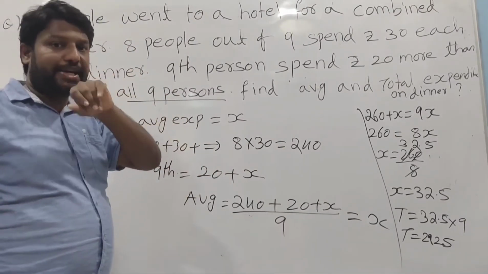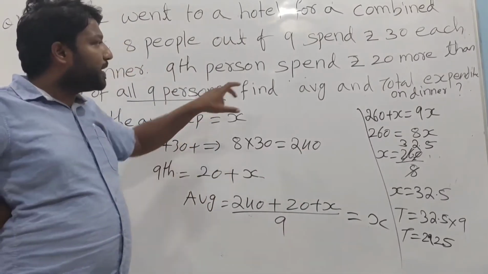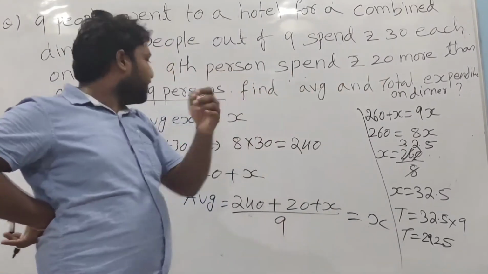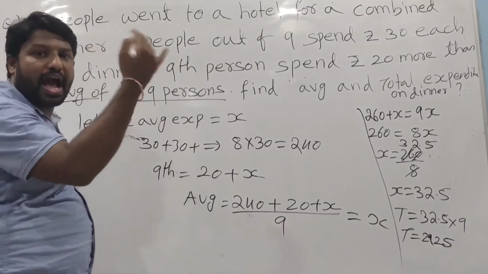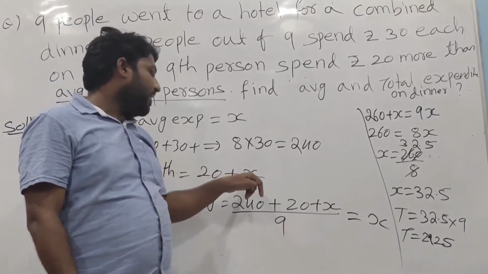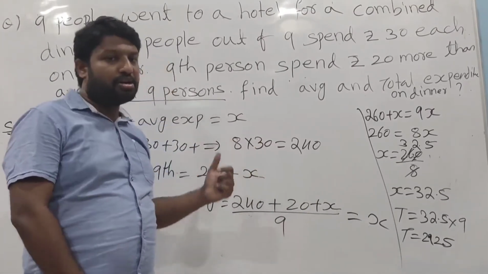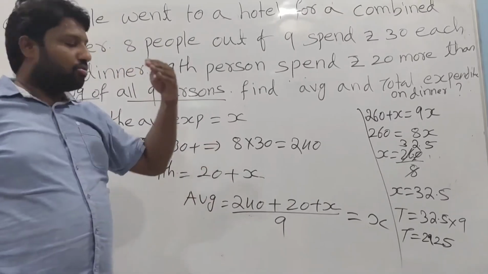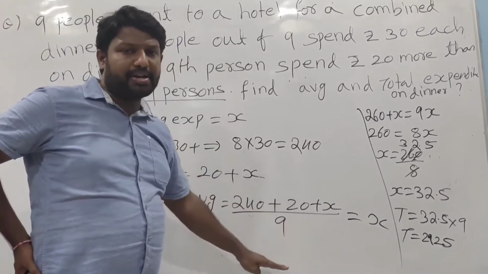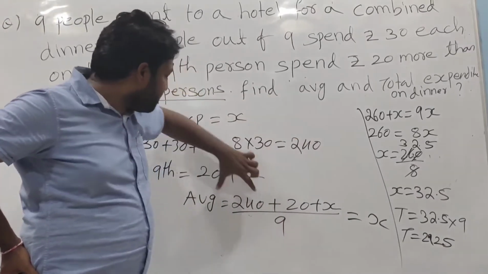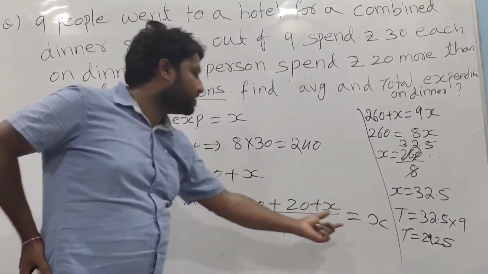Total how many people are there? 8 people. So how much do they spend? 240 rupees. And the 9th person, how much is he spending? 20 more than the average of all 9 persons. If average is X, the 9th person spends 20 plus X. So average means total expenditure by number of observations: 240 plus 20 plus X by 9. You are getting the average, that is called X.